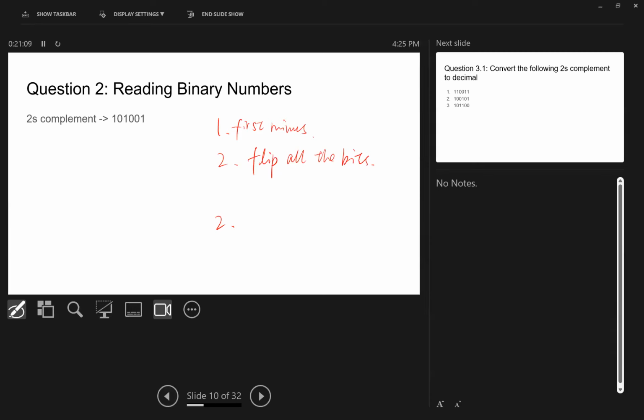Is it clear? So we just first subtract 1 and then flip the bits. And actually, we also have another possibility to do the transformation. It is still the same: you just flip the bits.